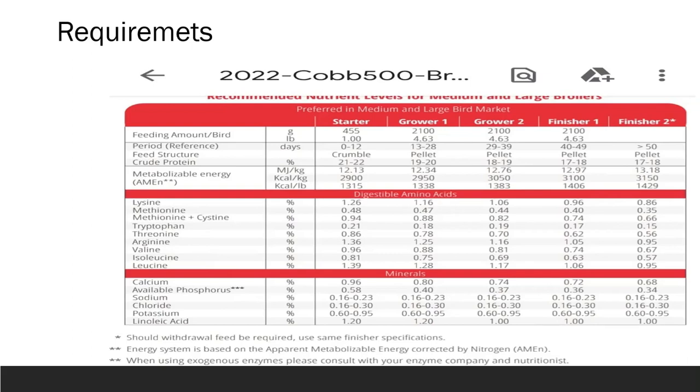After knowing your ingredients, you need to know about your birds and their requirements also. Here I have shared the requirements of the Cobb 500 broilers, and for the different age groups, they have different requirements: starter, grower one, grower two, finisher. But in Nepal, generally three types of broiler feed are used. You have to consider that also and design the feed accordingly, along with the requirement of the market.